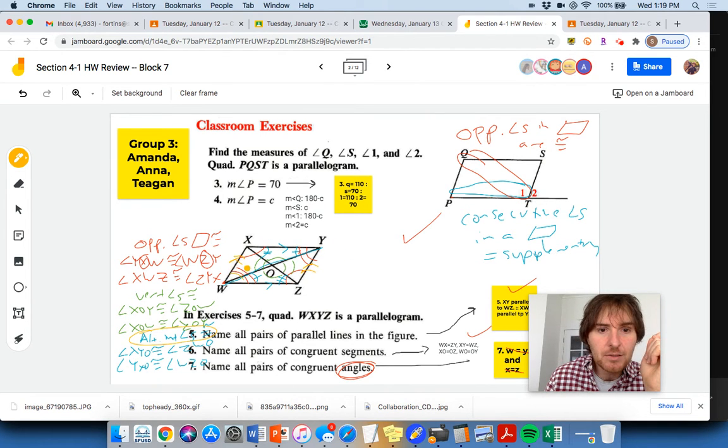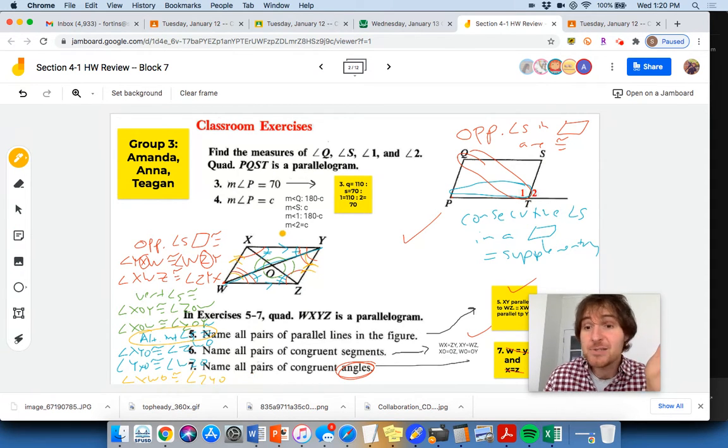Okay, that angle and that angle, alternate interior angles. Man, dealing with diagrams, it's going to be hard to see this stuff. Do you see it? Do you follow it? How are you going to see it? How are you going to follow it? Angle XWO congruent to angle ZYO.